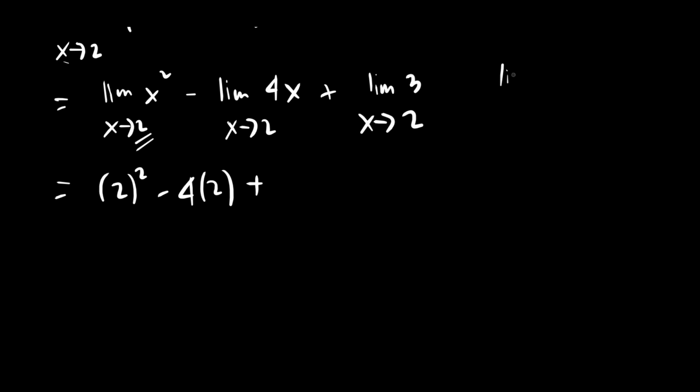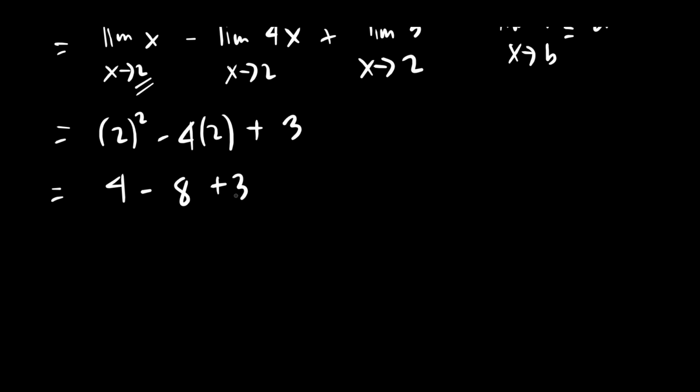So limit of a as x approaches b is just equal to a. So limit of 3 as x approaches 2 is just equal to 3. So further simplification, 2 squared is just equal to 4, minus 4 times 2 is just equal to 8, plus 3. So 4 minus 8 is just equal to negative 4. So negative 4 plus 3 is just equal to negative 1. So negative 1 is our final answer.